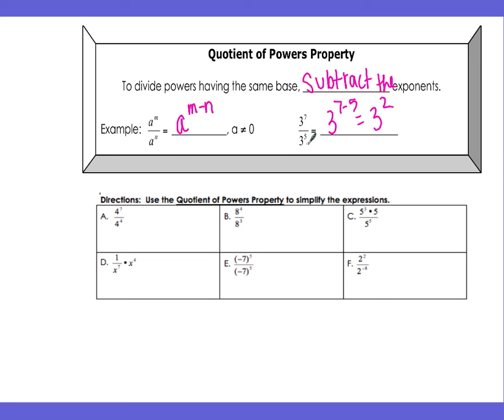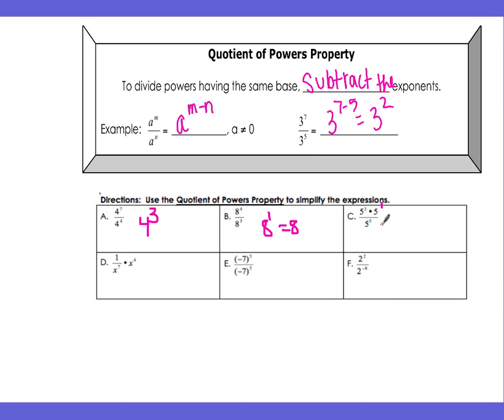So 3 to the 7th divided by 3 to the 5th, 7 minus 5 is 2. So again, feel free to pause the video and work them out, and then come back and check your answers. 4 to the 7th divided by 4 to the 4th, 7 minus 4 is 3. 4 minus 3 is 1, and you can write that as 8 to the 1st or just 8.